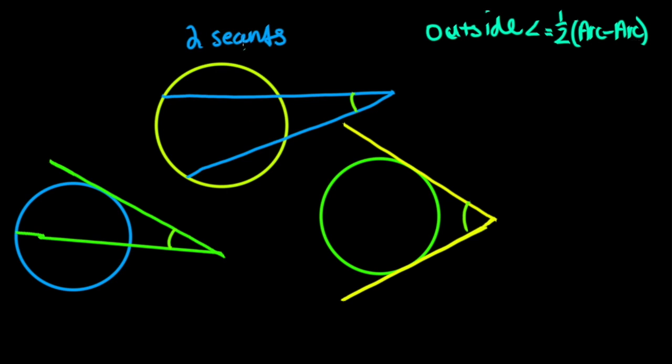So for this one over here with 2 secants, the 2 arcs are going to be this one here and this one right here. For this one over here, we're going to have this arc here and then this one right over there.